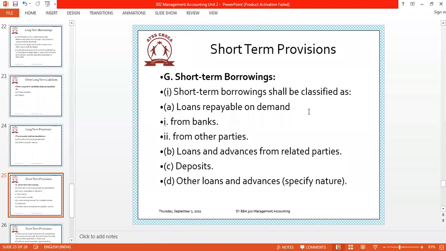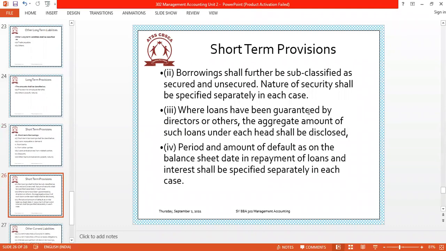And any other small loan you've taken, with only one condition, that you have to repay it in less than 1 year, is your short-term borrowings, other loans and so on. Now, short-term provisions. We have seen long-term provisions, like gratuity is a long-term provision. Now we have to focus on short-term provisions.